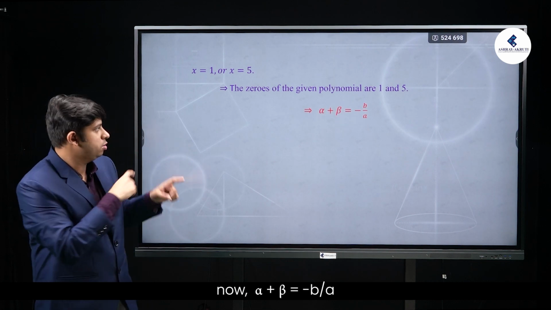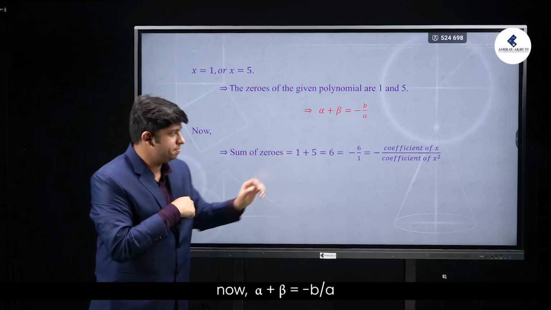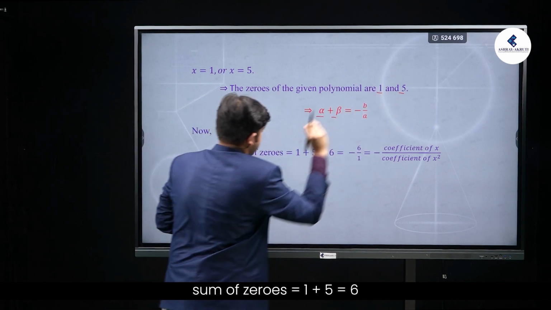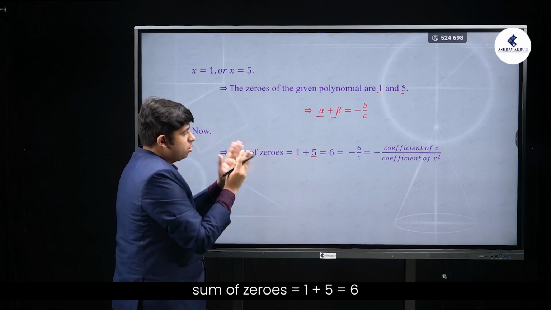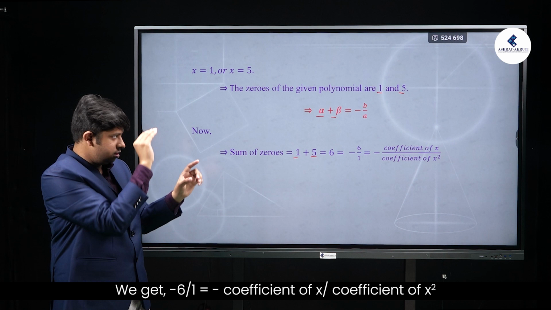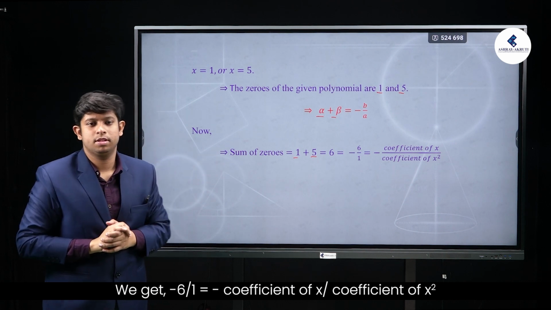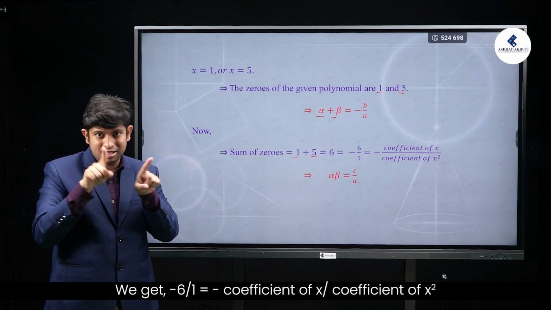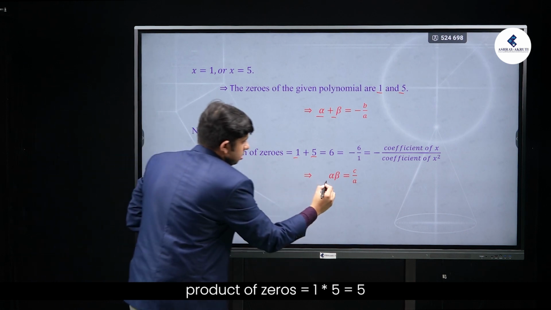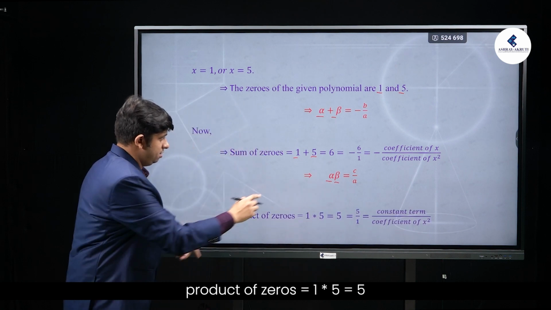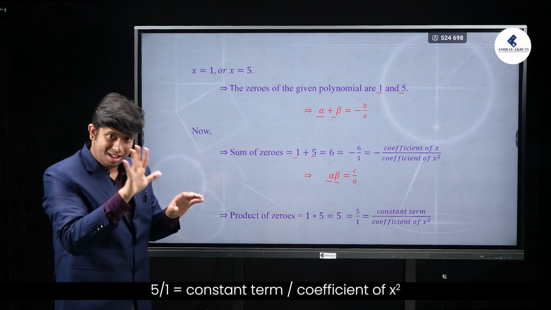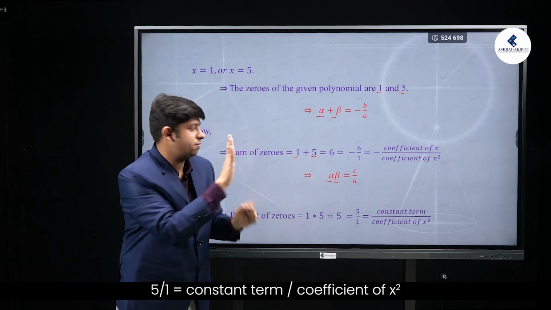Now, alpha plus beta is equal to minus b by a. So, sum of zeros is equal to 1 plus 5, that is equal to 6. We get minus 6 by 1, which is equal to minus of coefficient of x by coefficient of x square. Alpha into beta is equal to c by a. Product of zeros, which is equal to 1 into 5, is equal to 5 by 1, that is constant term by coefficient of x square.